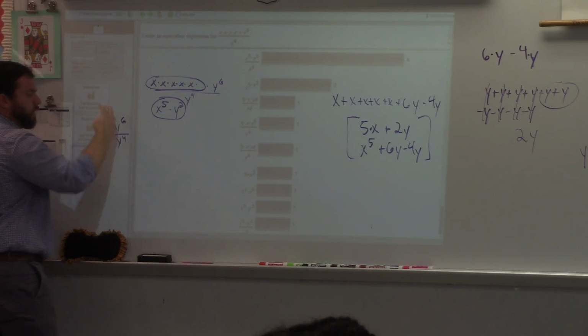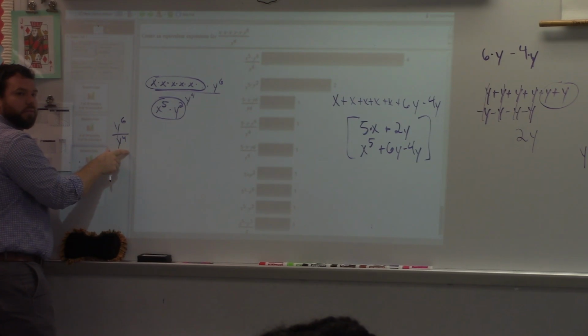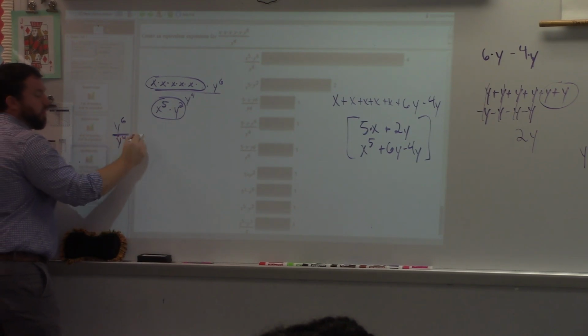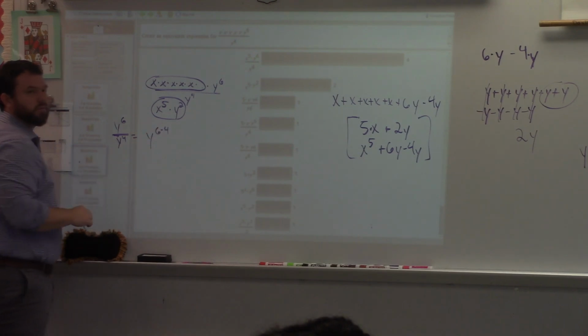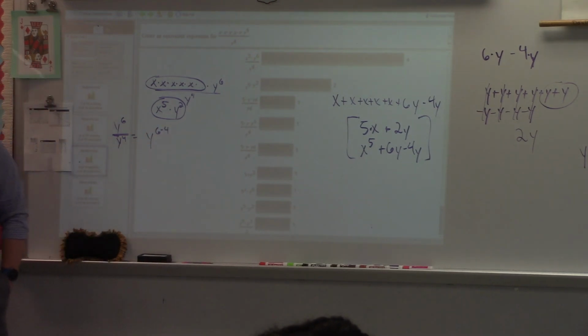And that's where I'm going to push on your language a little bit, Jaden. What's happening to these terms? They're being divided, right? They're divided, which is going to cause us to subtract the exponents. Does anyone know why we're going to subtract those exponents, though? Because division is the opposite of multiplication. Close. It is connected with that.